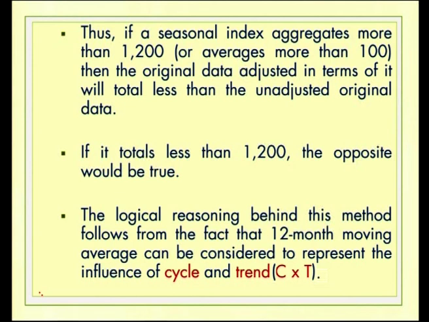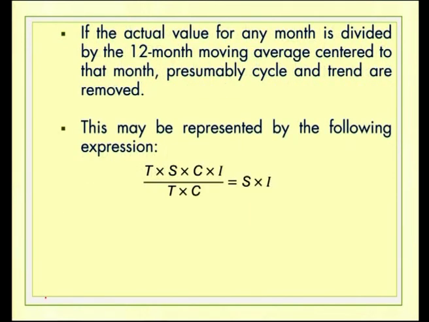The logical reasoning behind this method of finding the seasonal index is that the 12-month moving average can be considered to represent the influence of the trend and cycle. So, if the actual value for any month is divided by the 12-month moving average centered to that month, presumably cycle fluctuations and trend values are removed. This may be represented by the following expression: trend into seasonal into cyclical into irregular variations is the multiplicative model of the original data.